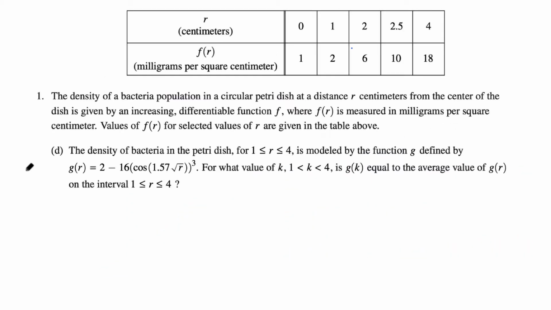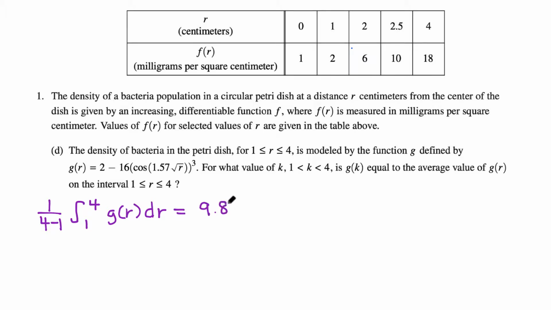So part D gives us the density function of the bacteria in the petri dish. I went ahead and plugged this into my calculator. It says for what value of k, where k is between 1 and 4, is g of k equal to the average value of g of r on the interval. When they want the average value of the function, we're going to integrate from the bounds, 1 to 4, of that function. This gives us the total value, but if we want the average value, we multiply it by 1 over 4 minus 1, or basically we're dividing it by the width of the interval. When I plug this into my calculator, I got 9.876.